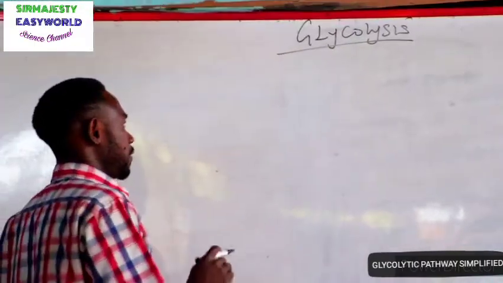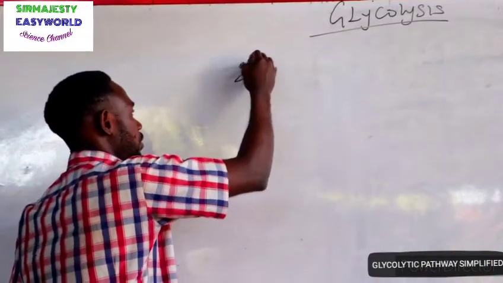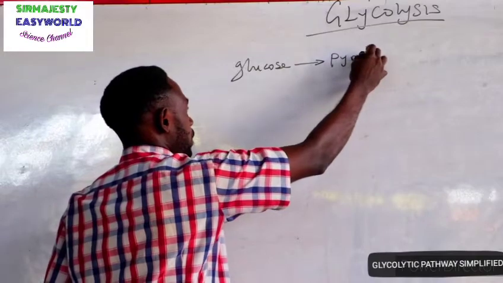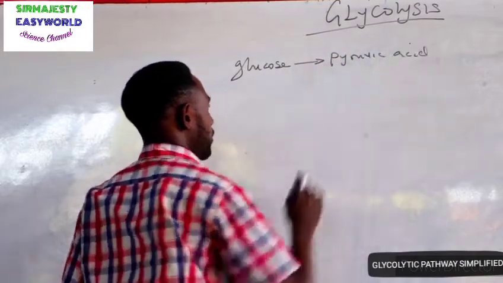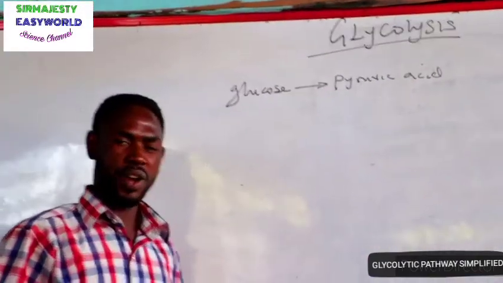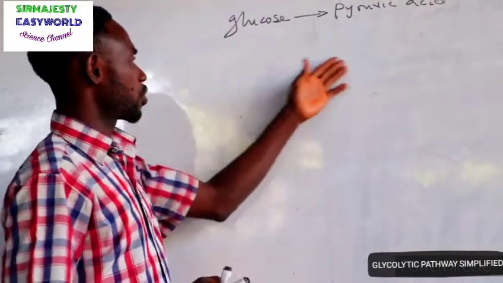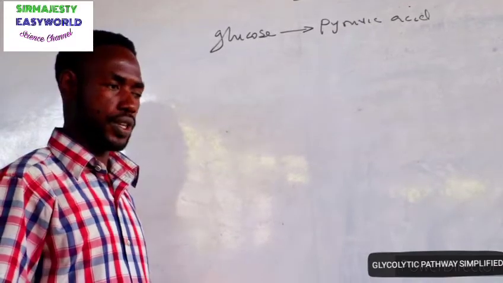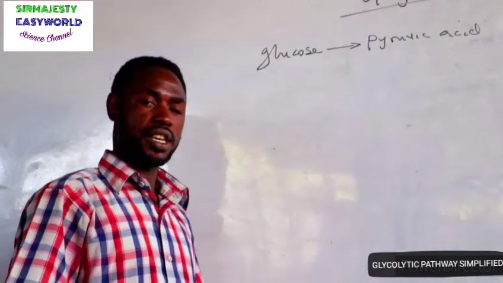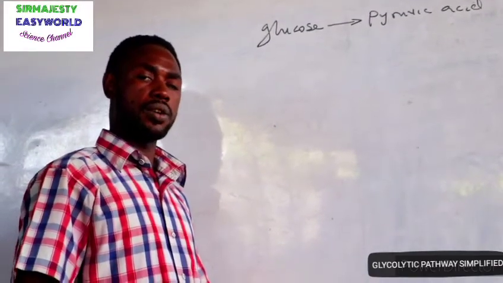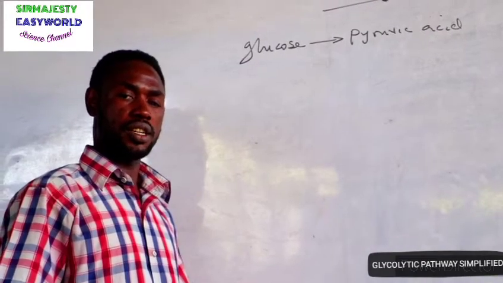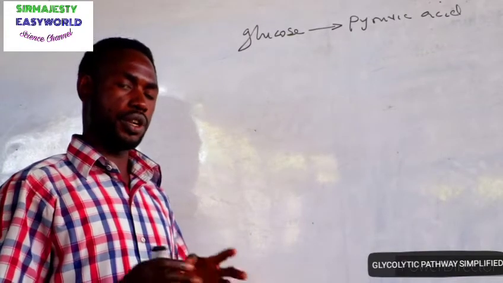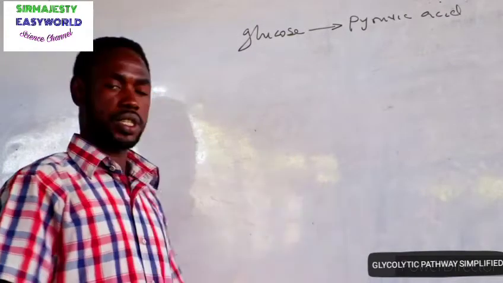So, first, by definition, glycolysis is the conversion of glucose to pyruvic acid. And you can also see this pyruvic acid as pyruvate. So the conversion of glucose to pyruvic acid is called glycolysis, and it occurs in the cytoplasm of a cell. Glycolysis takes place in the cytoplasm of a cell. And glycolysis is an important stage in internal respiration, that is in cellular respiration. Whether it's going to be aerobic or anaerobic, glycolysis is important.